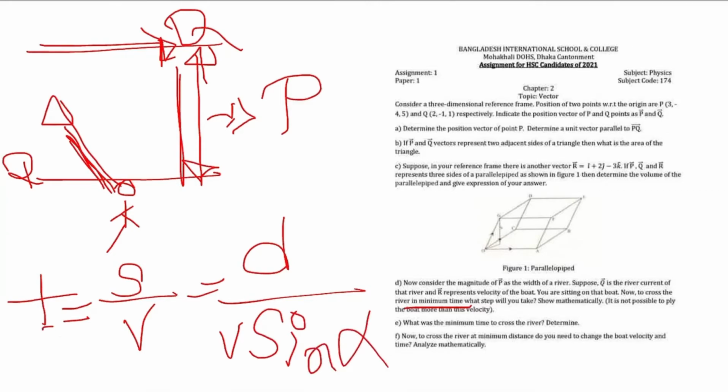So we can see that T is inversely proportional to sine alpha, and we can't change D and V. We know that the highest value of sine will be 1, and if the value of sine is higher, then the time will be lower. So in that case we can determine the magnitude of alpha, and in this way you can solve this answer very easily. So let me show how I solve this answer.